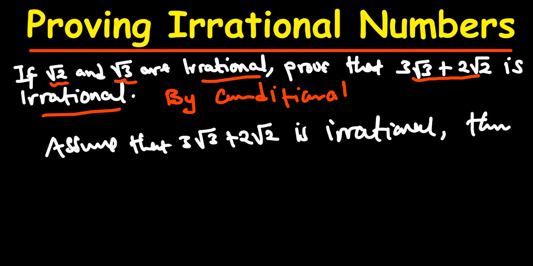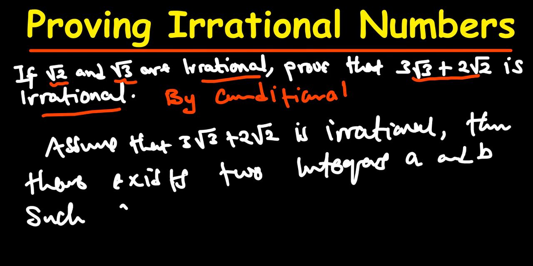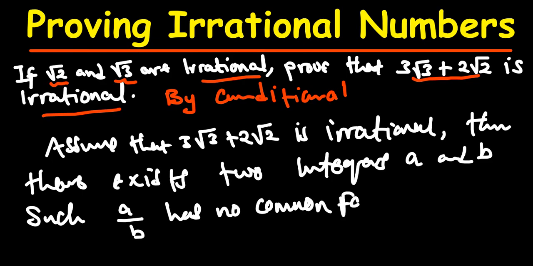Then there exist two integers a and b, such that a over b has no common factors and b is not equal to 0.